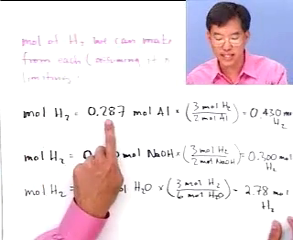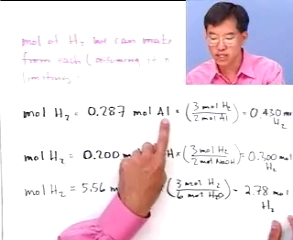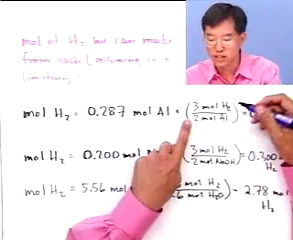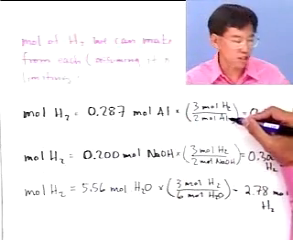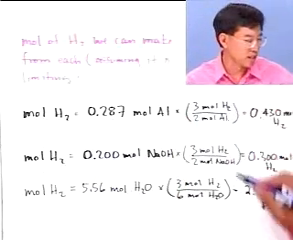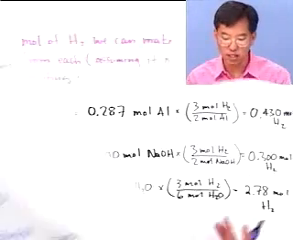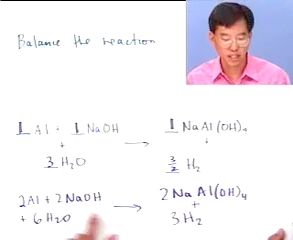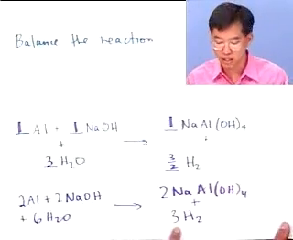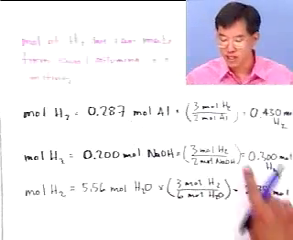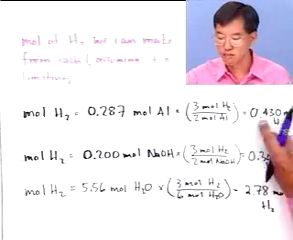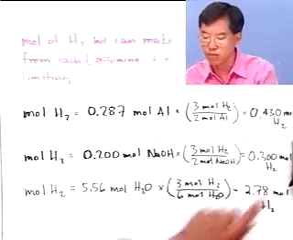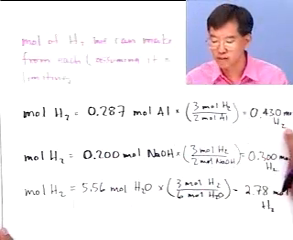Moles of hydrogen is 0.287 moles of aluminum times the conversion factor that relates the moles of hydrogen to the moles of aluminum: 3 moles of hydrogen for 2 moles of aluminum. Let's go back and look at the balanced reaction. We can see 3 moles of hydrogen for 2 moles of aluminum. So that's where the 3 and the 2 come from. And so we multiply through here and we get 0.430 moles of hydrogen.